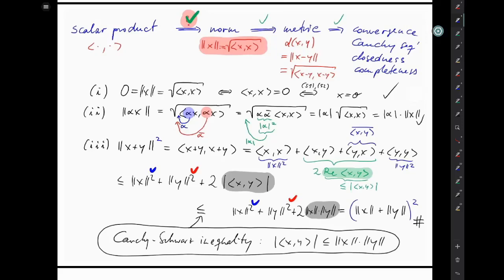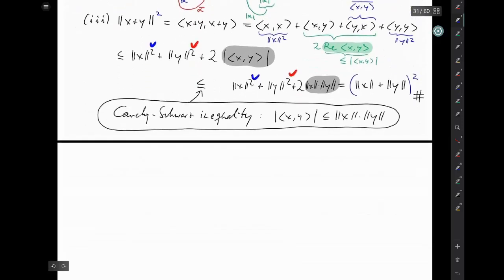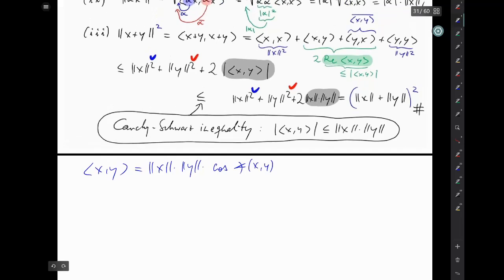You probably remember from high school mathematics that you can express the scalar product of two vectors x and y as the norm of the first vector times the norm of the second vector times the cosine of the angle that is between the two vectors x and y. Okay, we cannot do that in a more abstract space of vectors because we do not have angles there, right? But we have all the rest.